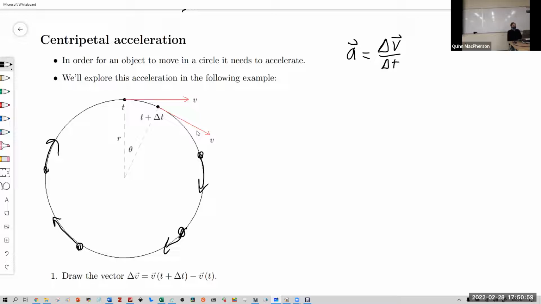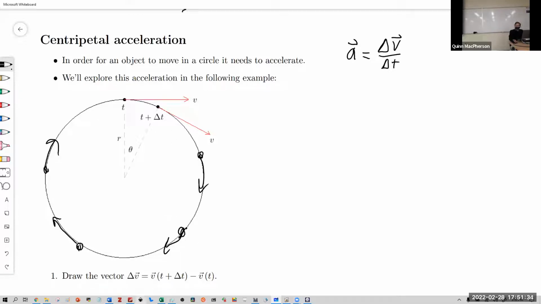It could be a piece of your crankshaft going around as your engine turns. Anything that's going around in a circle. Could be a piece of your wheel as you're driving down the road. So something that's turning. And we're going to try to find what the acceleration of this point is as it goes around the circle. To make things simple, we're going to assume it travels at a constant speed.